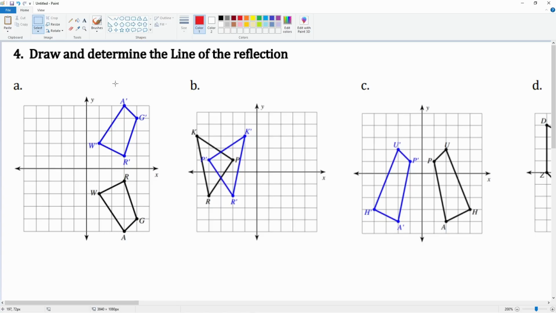Number 4, you're going to draw and determine the line of reflection. So the first one, it is a reflection. Let's draw it right here over the x-axis. So the x-axis is the line of reflection.